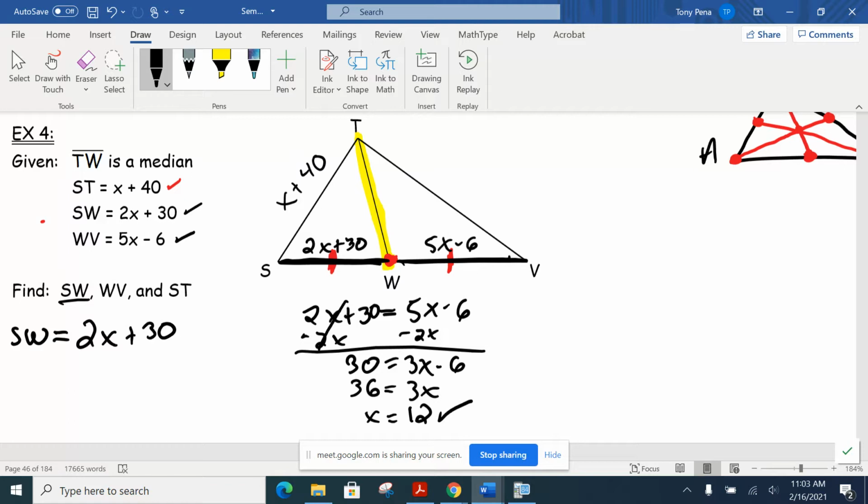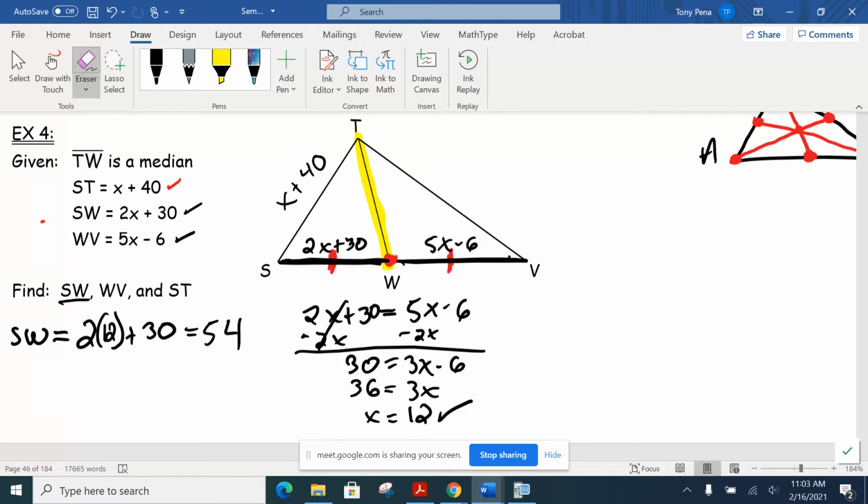We now know what x is, so I'm going to erase the x and replace it with the x value that we just found it to equal. So that's what? 24 and 30 make 54. Think about what that means in terms of my diagram now.